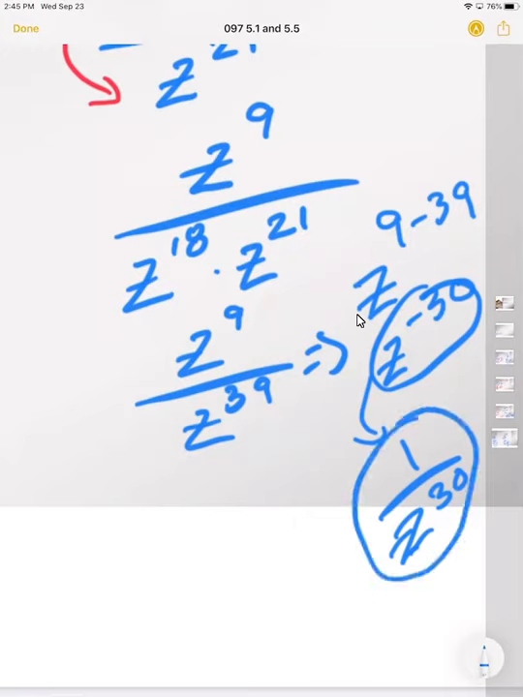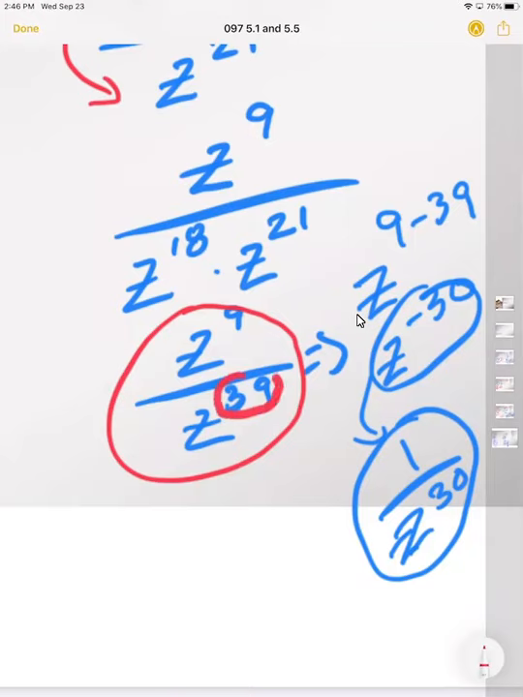One thing I want to show you guys is that there's a shortcut. If we have a division, all you need to remember is that division means subtract. And you ask yourself, which one has a bigger exponent? Is it 9 or 39? Since the 39 has a bigger exponent, when you subtract, the remainder is going to be where the bigger exponent is, okay? Do you agree that 39 take away 9 will give you 30? Right, 39 minus 9, that's 30.